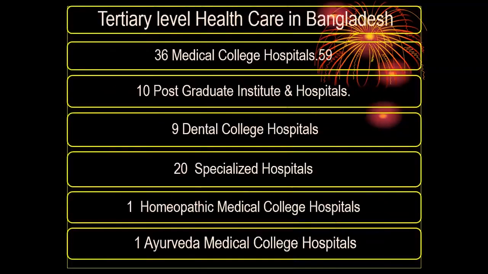Now, the magnitude of the infrastructure in each level. In our country, we have 36 government medical college hospitals and 59 private medical college hospitals. These are tertiary level healthcare in Bangladesh. Then 10 postgraduate institutes and hospitals, 9 dental colleges and hospitals, 20 specialized hospitals, 1 homeopathic medical college hospital, and 1 ayurvedic medical college hospital. These are the magnitude of the tertiary level healthcare in Bangladesh.